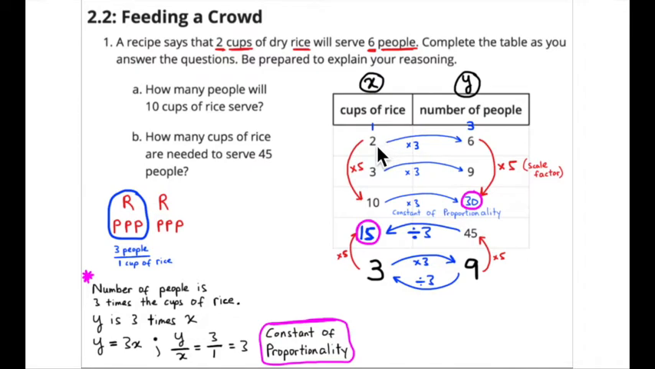So now we can change that to mathematical terms. So y is 3 times x. So y equals 3 times x. And what that tells you is that the ratio of y to x is 3 to 1. So y is 3, x is 1. So y is 3 times x, or 3 times 1 is 3. So that's the constant of proportionality.